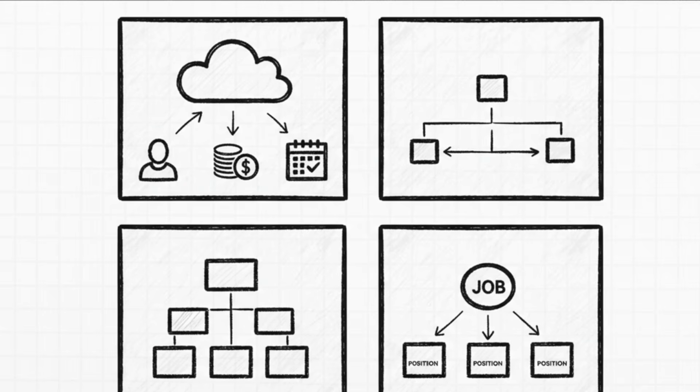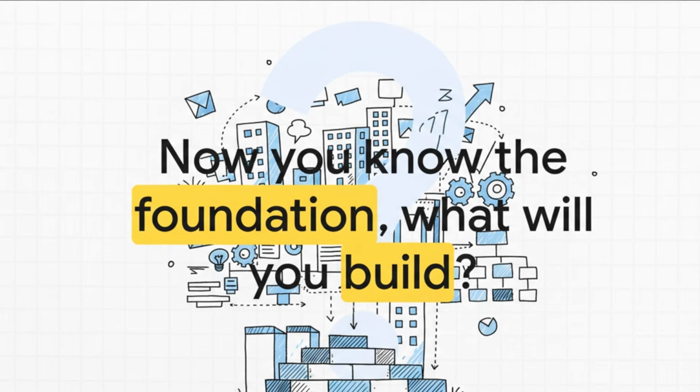And finally, and this is a very important one, always remember that a job is a general template, but a position is a specific individual seat in the company. So there you have it. That was a very basic introduction to Oracle Fusion HCM. You now have a good idea of the foundational elements. You know how an entire organization is structured within the system. So the question I want to leave you with is this. Now that you know the foundation, what will you build on top of it?